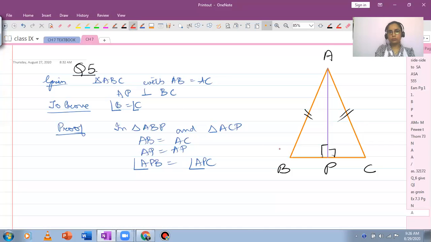So if you want to just mark here, this is the right angle, this is the hypotenuse which is equal, and then this is the common side. So we have the RHS rule.